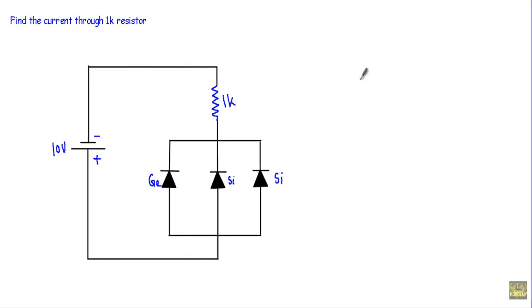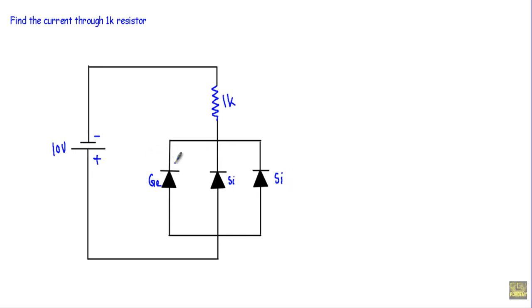See, this is the second example of diodes connected in parallel. Here you will see we have 3 diodes. This germanium diode will be in parallel with this silicon and this silicon diode. Now see, I have to calculate the current through this 1 kilo ohm resistor. Now look at the bias voltage. At first I have to find out the biasing condition of the diodes.